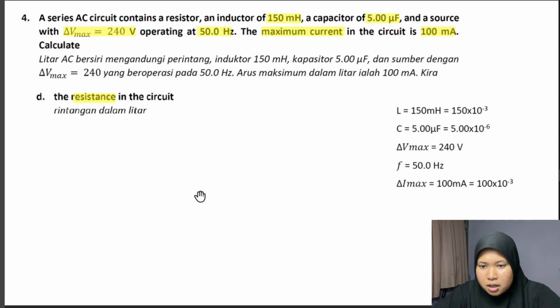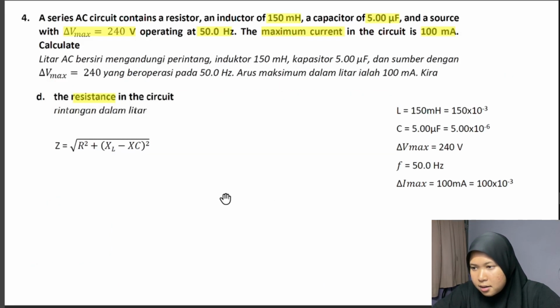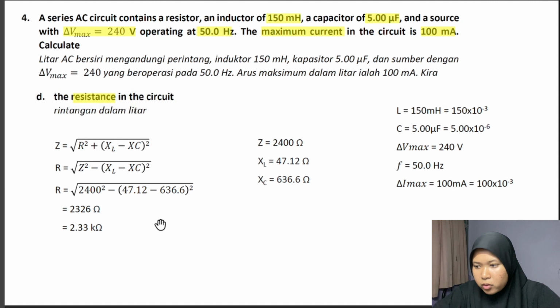Next, the question asks for the resistance in the circuit. The resistance can be taken from the formula Z equals the square root of R squared plus the square of XL minus XC. We can make R, the resistance, the subject: R equals the square root of Z squared minus the square of XL minus XC. We already obtained the Z, XL and XC values from before, and substituting into the formula gives the resistance value of 2326 ohm, or 2.33 kilo ohm. And that is the resistance of the circuit.